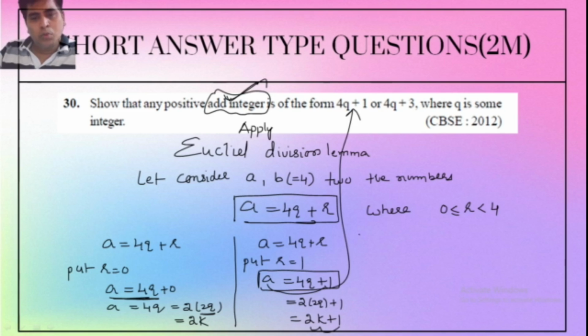Now we have two more options, two more values of r. So A is equal to 4q plus r. Put r is equal to 2. Substitute r is equal to 2.